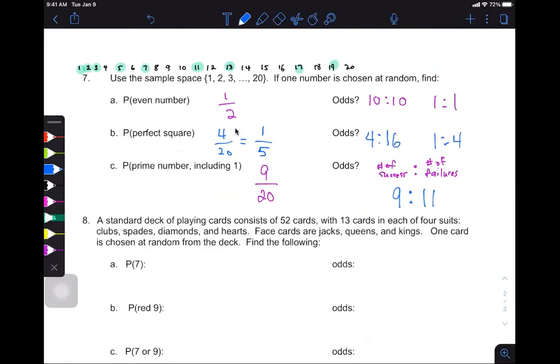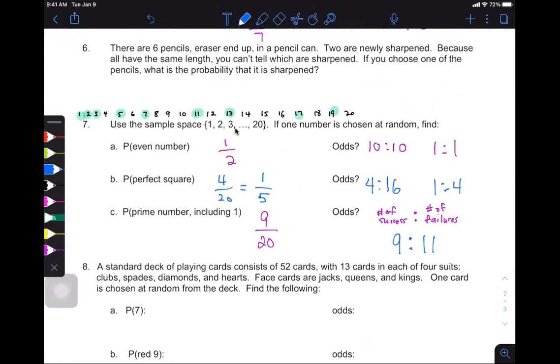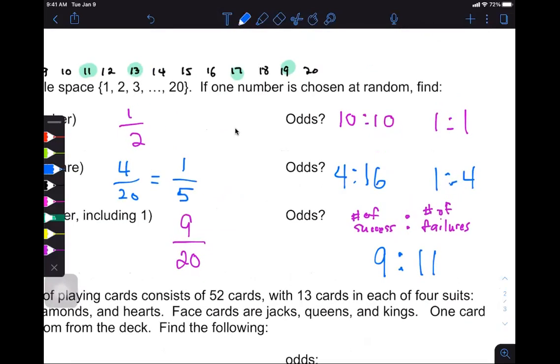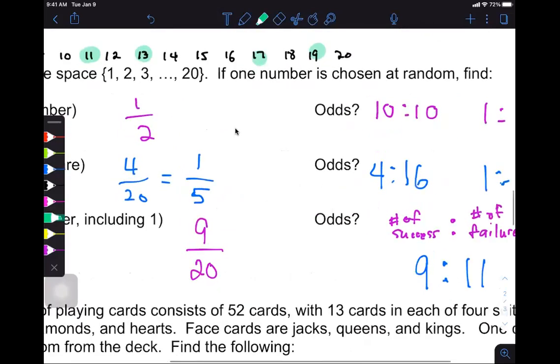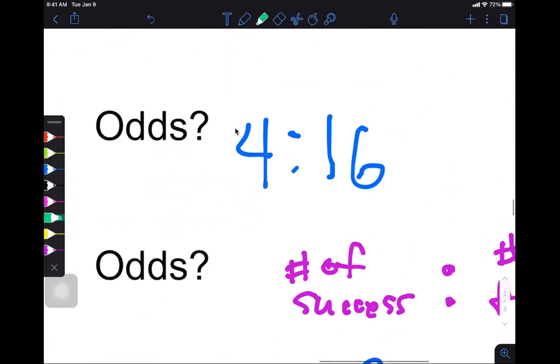I have a question. Where did you get the 1 and 4? On the one above it. Yeah, like the 1 and 1. So we'll start on the left-hand side here. If you look at the first fraction, 4 out of 20, if you're going to put that into odds, there's 4 successes and then 16 of those left over for failures. Does that make sense?